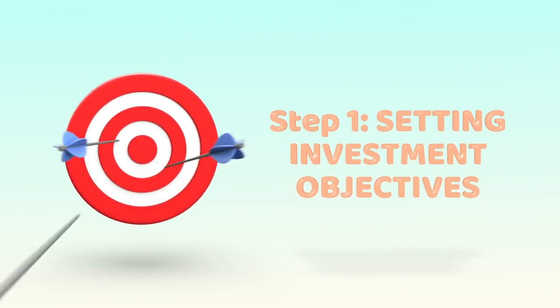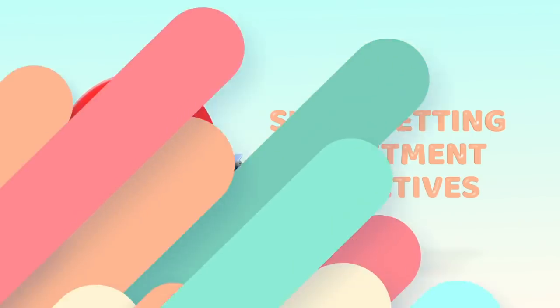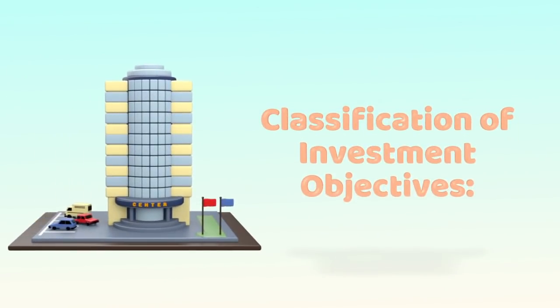Step 1. Setting investment objectives. The setting of investment objectives begins with an in-depth review of the investment objectives of the individual investors or institutional investors whose funds are handled.